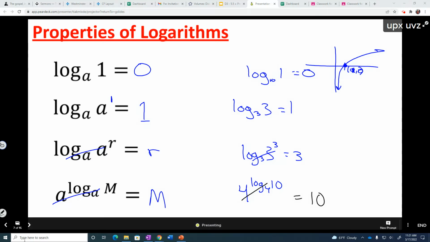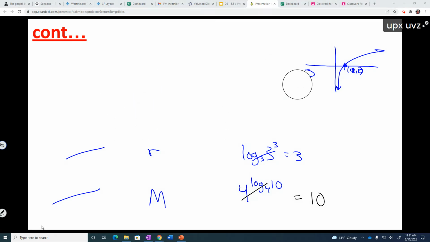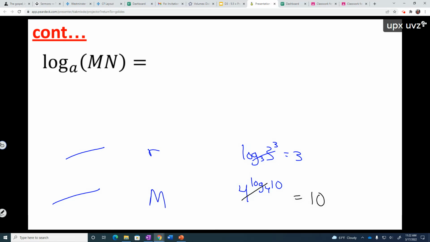And now there's 3 more. These ones take a little bit more work, and we're going to prove these properties as well. All right, so the first one is log base a of mn. And this is really m times n. There's no multiplication symbol, but it means multiplication. So here's what we're going to do to prove it.